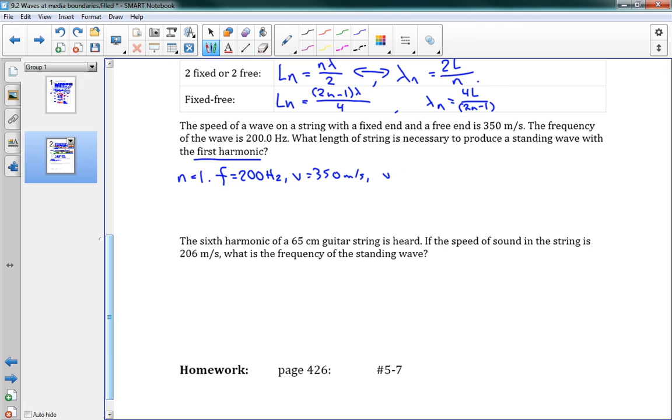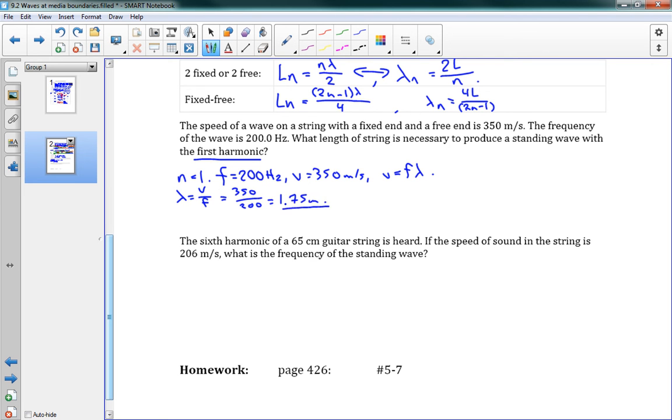And we know that v is equal to f lambda. So I can solve for lambda right now from that equation, v equals f lambda. So lambda is v over f. We get 350 over 200, which is 1.75 meters.